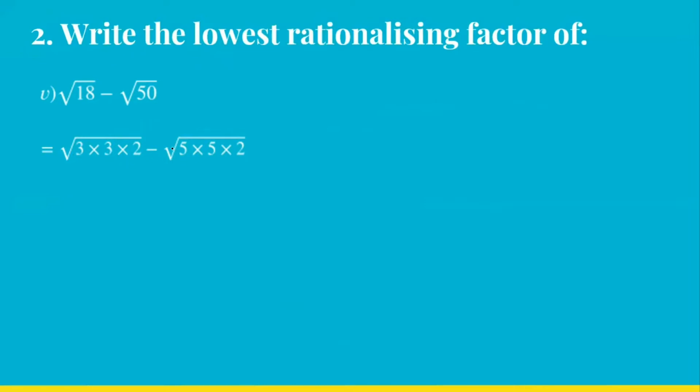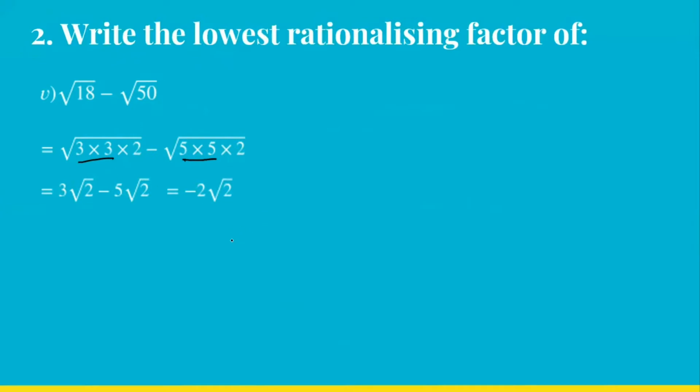Root 50 is root 5 into 5 into 2. 5 5s are 25, 25 2s are 50. So out of these 5s, one 5 comes out. Out of these 3s, one 3 comes out. So this becomes 3 root 2 minus 5 root 2. And then 3 root 2 minus 5 root 2 is minus 2 root 2. So we simply add the coefficients of this. 3 minus 5 is minus 2.